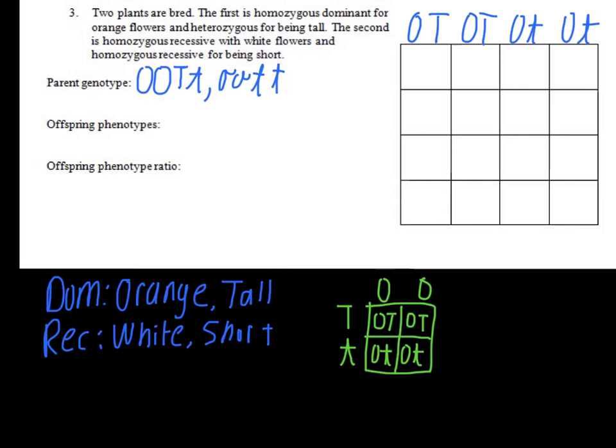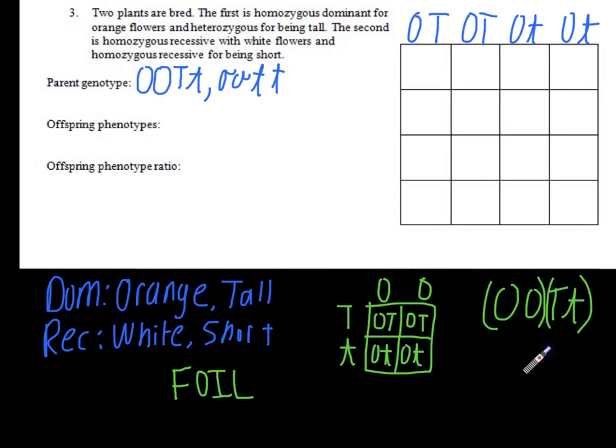The other way to get that is to FOIL, if you know FOIL from math class. FOIL stands for first, outside, inside, and last. In order to FOIL, you would combine your first terms together. An easy way to think about this is to put it in parentheses like that. So our first term would be capital O, capital T, so we'll write that one down. Our outside terms would be the ones here and here, so that would be capital O, lowercase t.